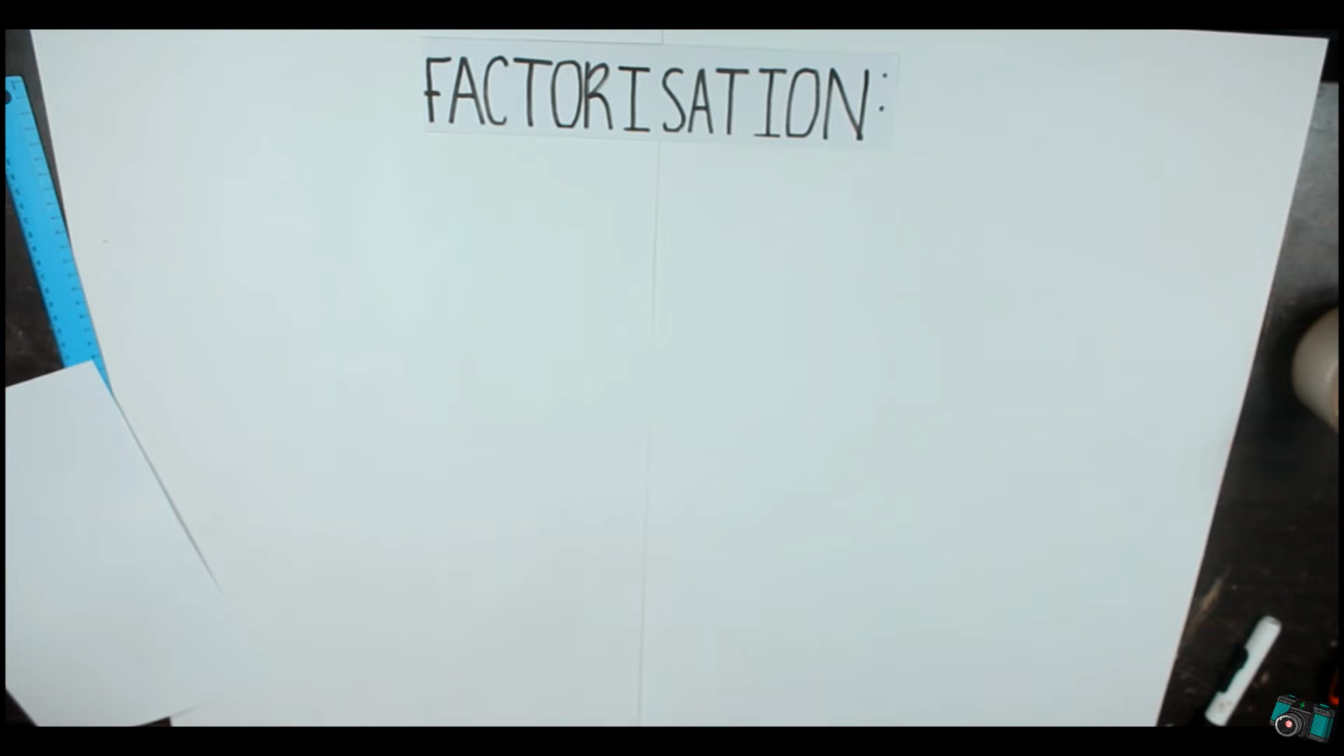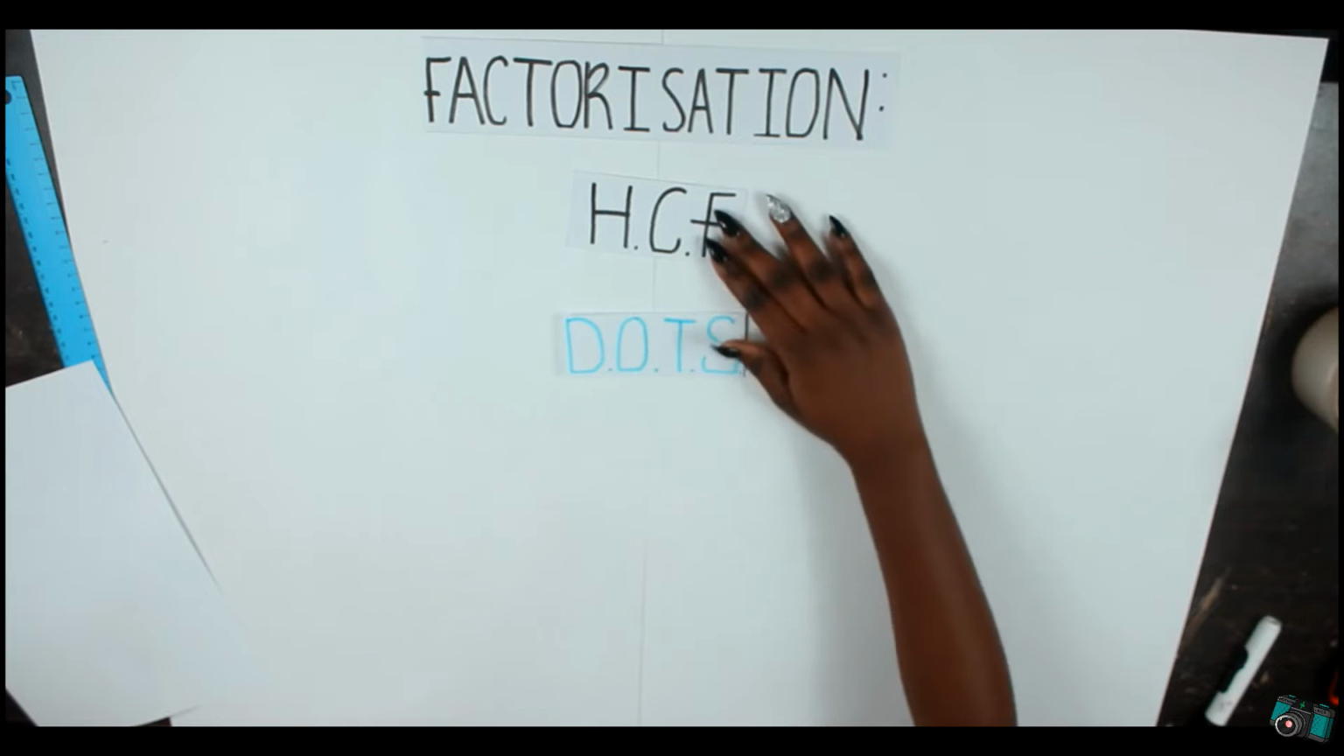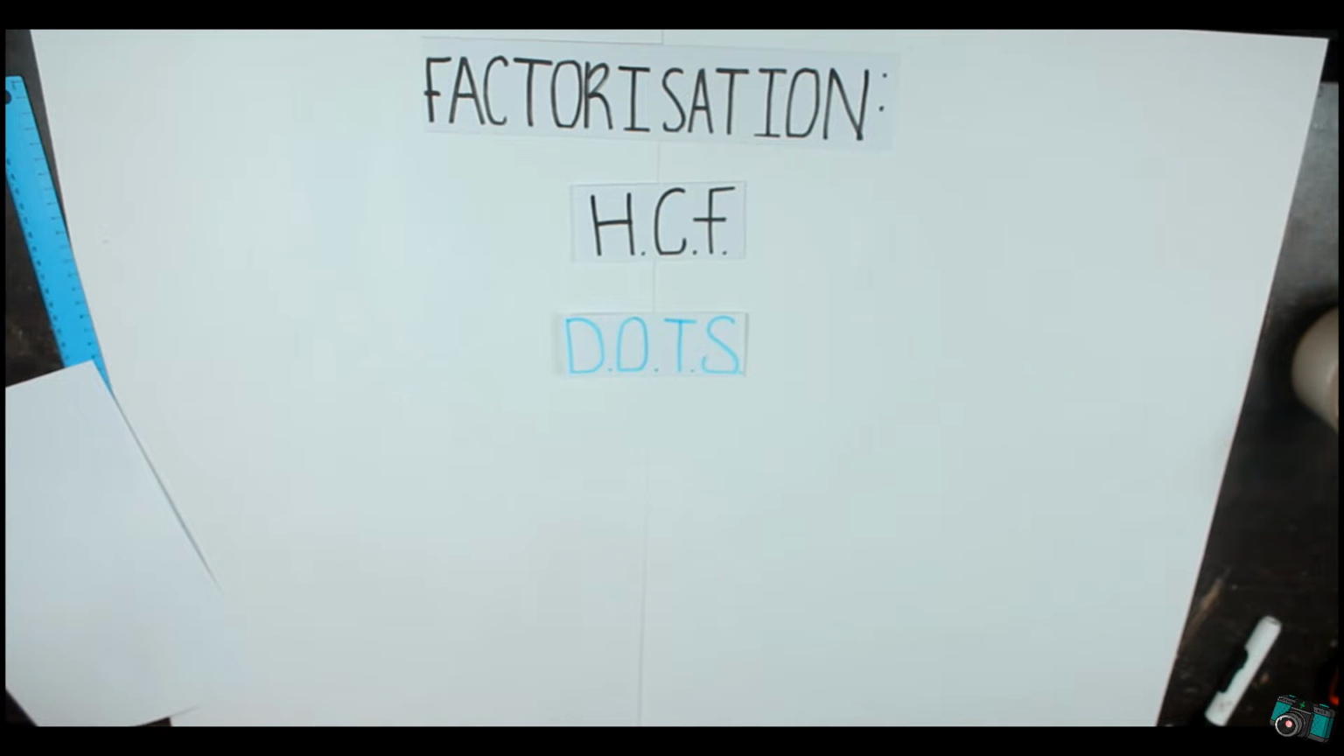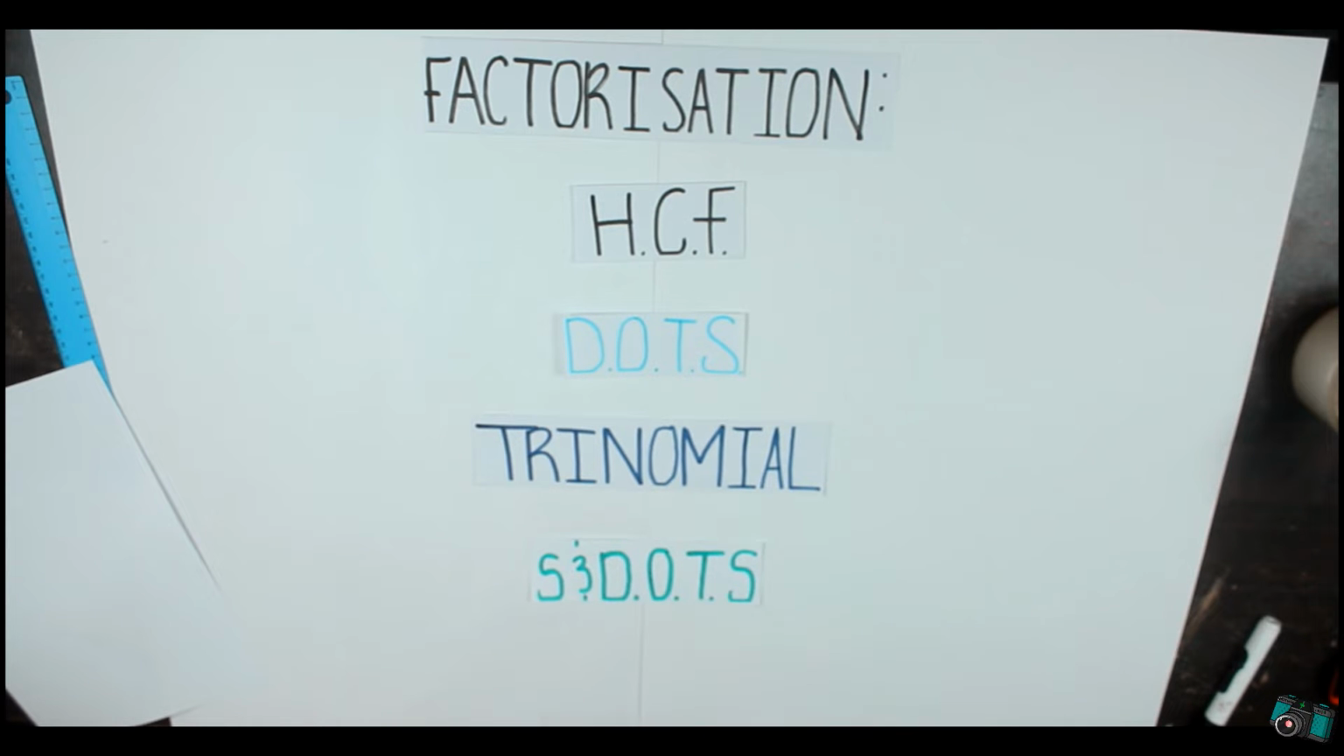Hey everyone, so today we'll be covering some factorization methods, starting with the highest common factor, and then we'll move on to difference of two squares. Then we'll cover the trinomial, the sum and difference of two squares, and then lastly we'll cover grouping.